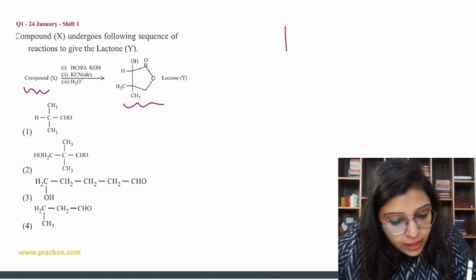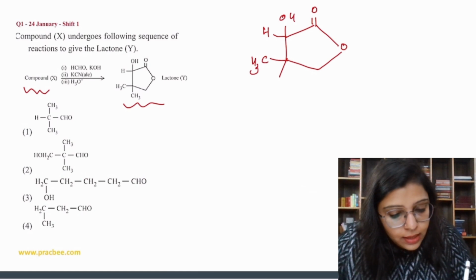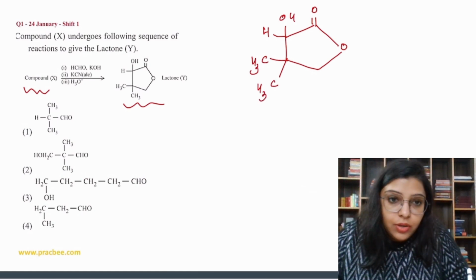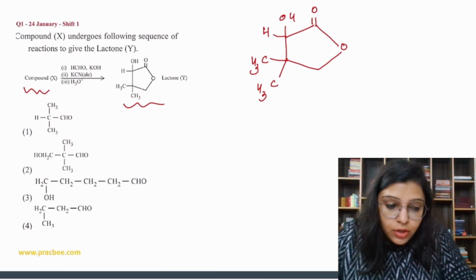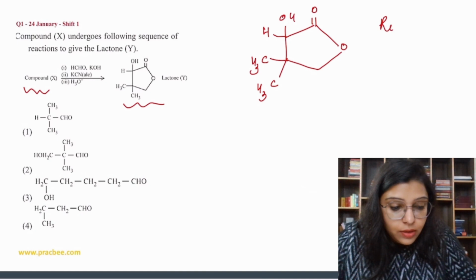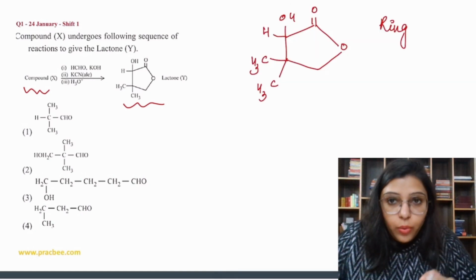So see, we have OH. This is double bond O. This is O. And here we write this. So cyclic esters are called lactones. है ना? Cyclic esters are lactones. Now, if we have the ring formation, then that is due to the presence of carboxylic acid and OH, right? Ring formation, then that is due to the carboxylic acid and OH.